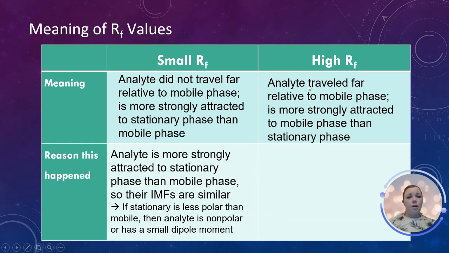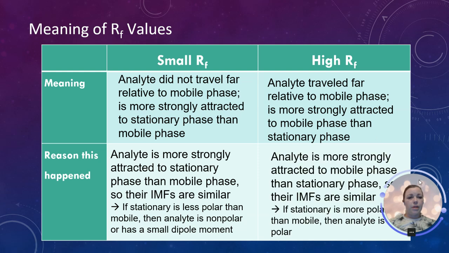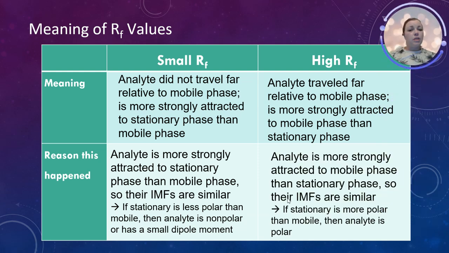On the other hand, if you have a high Rf, then your analyte traveled far relative to your mobile phase and is more strongly attracted to the mobile phase than the stationary phase. That means the IMFs are similar between the analyte and the mobile phase. So for example, if your stationary phase is more, sorry, I have this backwards, hang on. Okay, fix that. In the same situation, if your stationary phase is less polar than your mobile phase, then in this case the analyte is polar or more polar because it has a higher Rf, therefore it's more attracted to your mobile phase and is going to move farther.